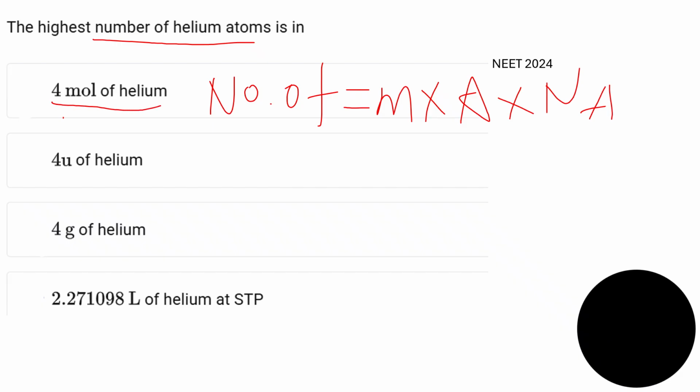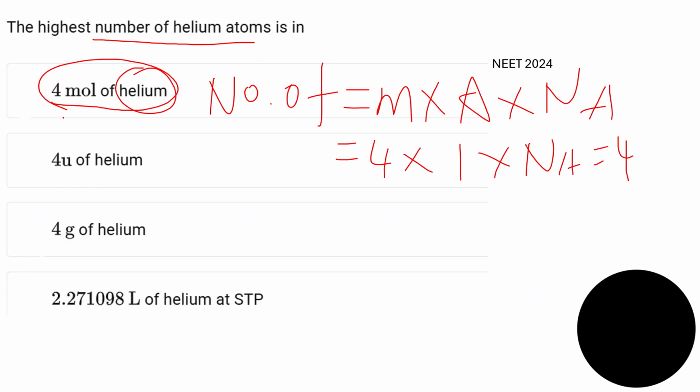In the first case, there are 4 moles. 4 into helium is only 1. 4 moles of helium, which means there is only 1 helium, so atomicity is 1, into Avogadro number, which gives 4 Na. Okay, that is the first option.